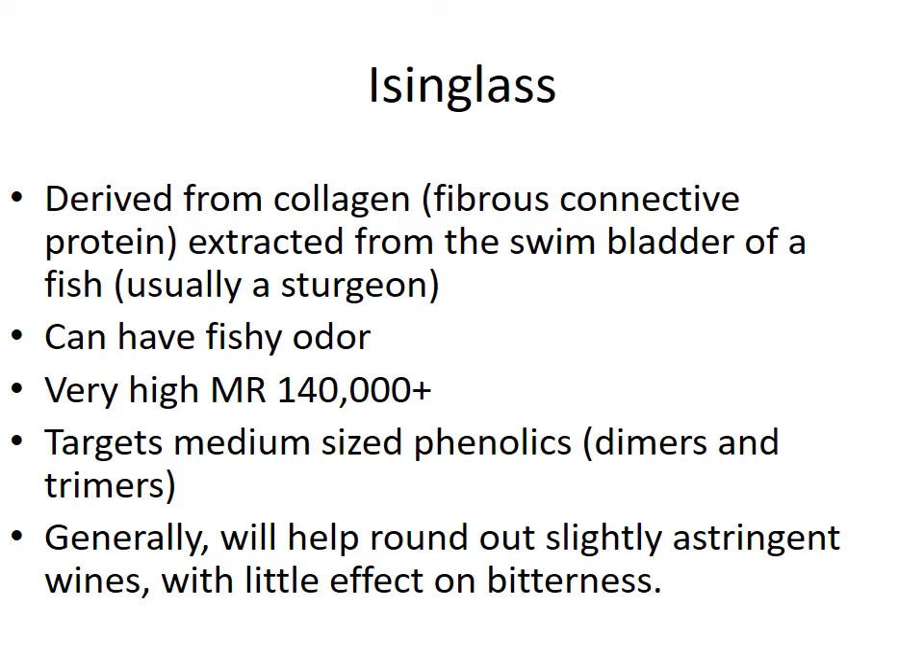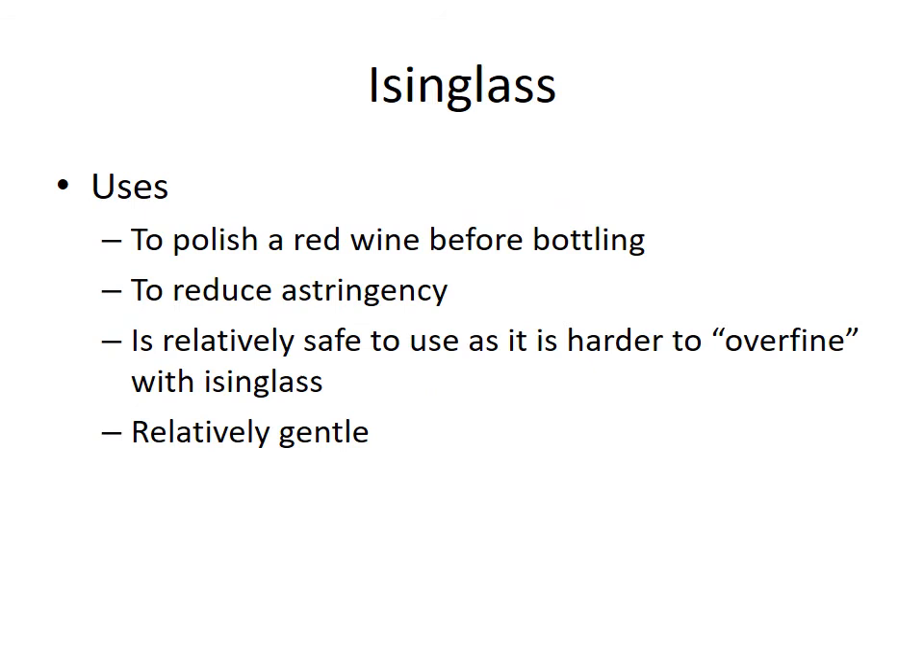It targets medium-sized phenolics. And why that's important is Isinglass is really good in white wine for grabbing any of those little bits that just aren't quite settling right. But it's also really nice as something that could just come in and add a little bit of roundness, a shape change to the phenolics. It's not too big, but it can take out a little bit of astringency with not a whole lot of effect on some of the smaller compounds and the bitterness.